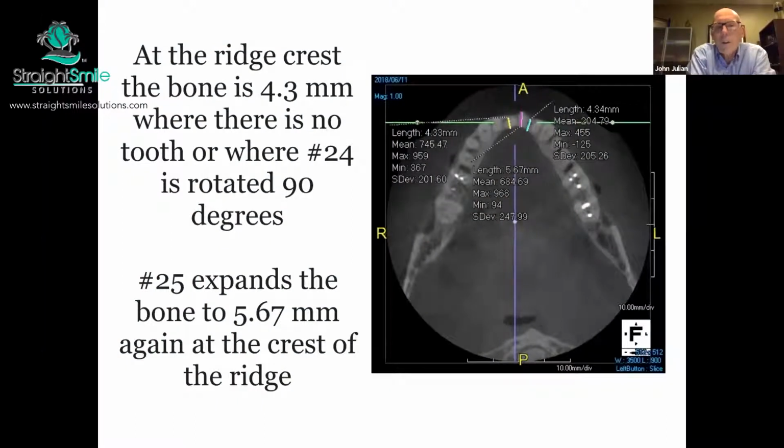But evaluating the bony width, the bony housing, is more important at this point than the size of the crowns of the teeth. We determined through our cone beam that at the ridge crest, this bone is 4.3 millimeters where there's no tooth. Number 25 side expands the bone to 5.6 millimeters, again at the crest of the ridge. So we're now evaluating where the bone is the widest so that if we were to rotate or move a tooth laterally, we wouldn't violate the bony housing.